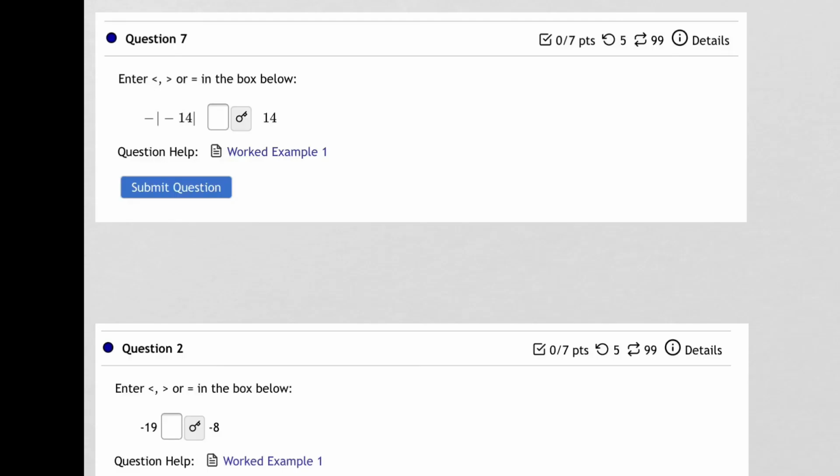Okay, and then let's finish up this section by doing a couple of problems from My Open Math. In this first problem, we just want to insert the correct inequality symbol, whether it's less than, greater than, or potentially equal to as well. On the left-hand side, I have negative absolute value of negative 14. Forget about that first negative, we have to do this first. What's the absolute value of negative 14? Well, the absolute value of negative 14 is positive 14.